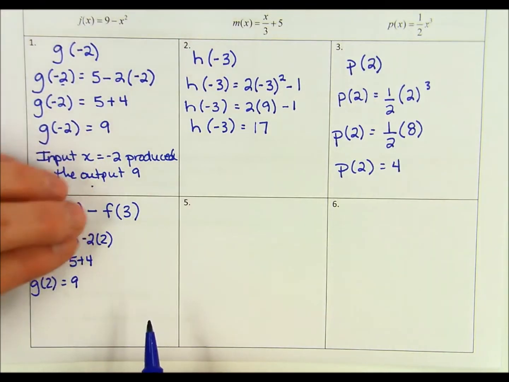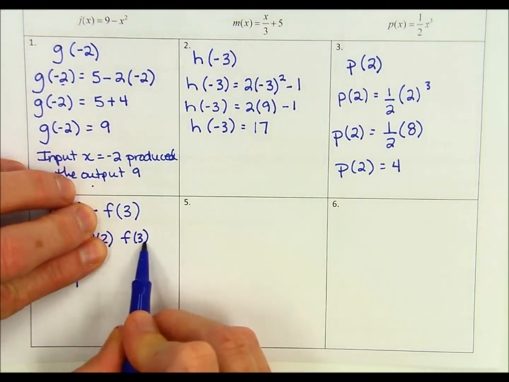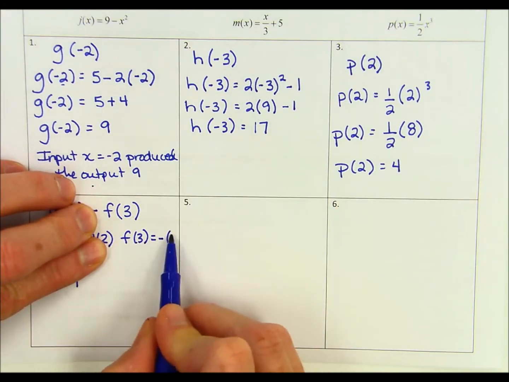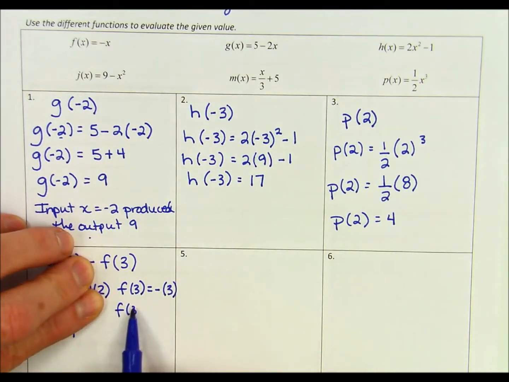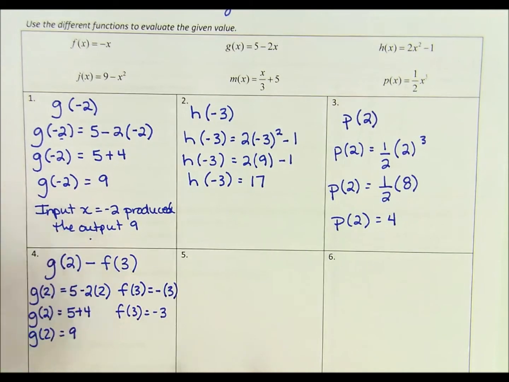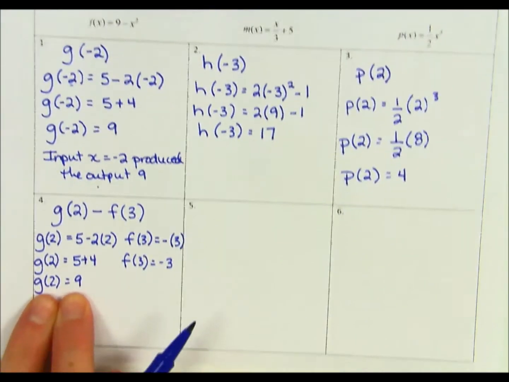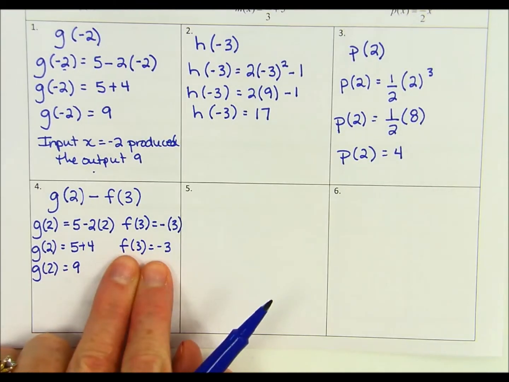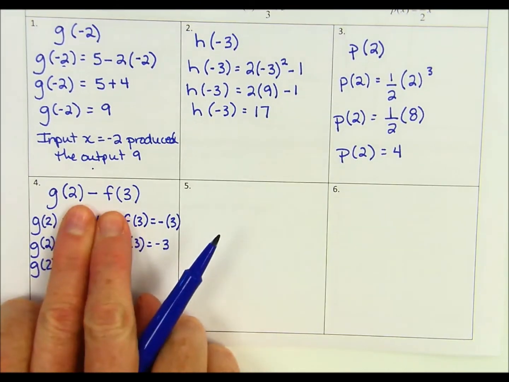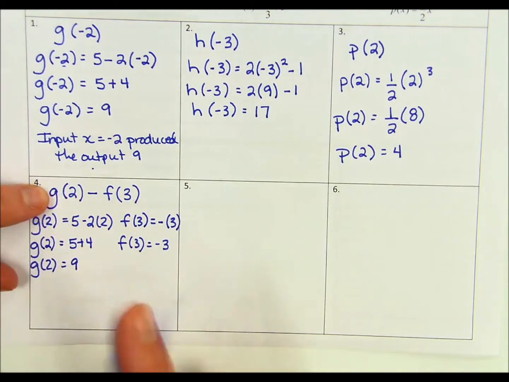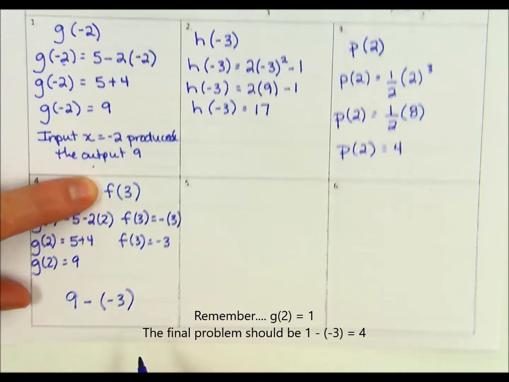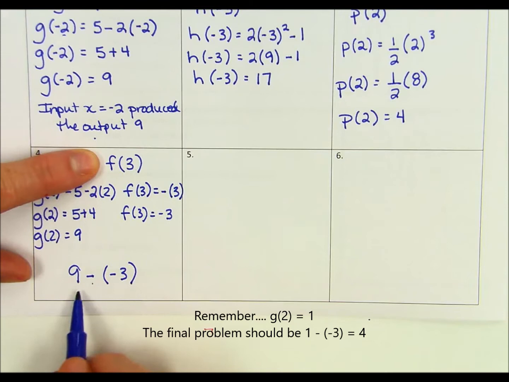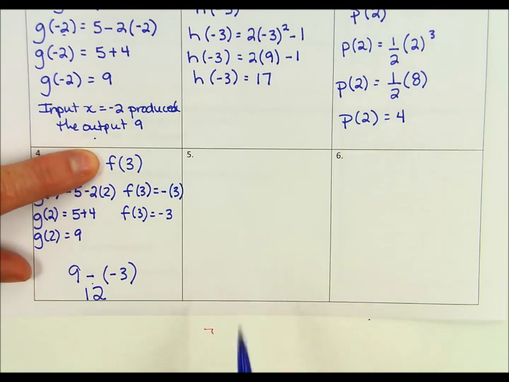Now, ignore this one and do f of 3. f of 3 is sticking a 3 in for x, and the x is negative. It is right there. So f of 3 is negative 3. So what we have done is we have figured out g of 2 is equal to 9, and f of 3 is equal to negative 3. Now we perform the problem. It says g of 2, which is 9, subtract f of 3, which is negative 3. So then 9 subtract a negative 3 would be 9 plus 3 for an answer of 12. Now let's look at another one.